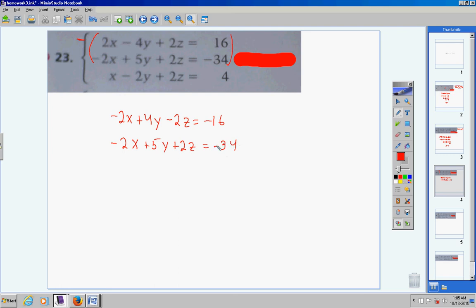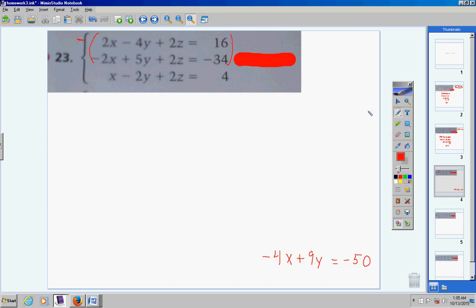Let's add these two equations together and let's see what happens. Negative 4x, positive 9y. These cancel, equal negative 40, negative 50 actually. And there we go. So I have one equation that has two variables. We'll put it down here for right now. Okay? Now notice I used my top two equations.